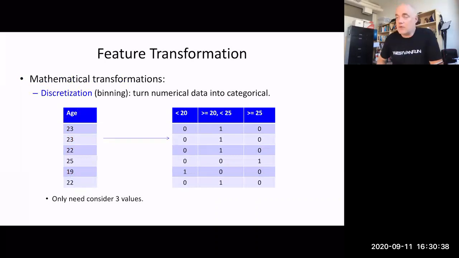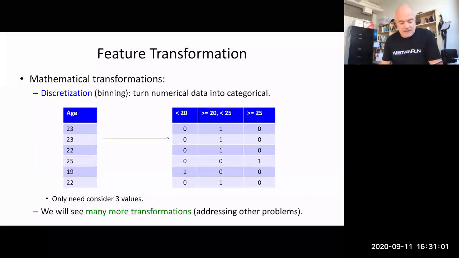Sometimes, in order to make methods work better, you want to do feature transformations that include discretization or binning, which takes numerical data and turns it into categorical data. So maybe you don't have enough data to really do a fine-grained prediction based on a continuous age. So maybe you just want to look at age in 3 or 4 buckets or something like that. So you can do a transformation like what we see here. Okay. And we're going to see tons and tons more transformations that address all kinds of other problems.